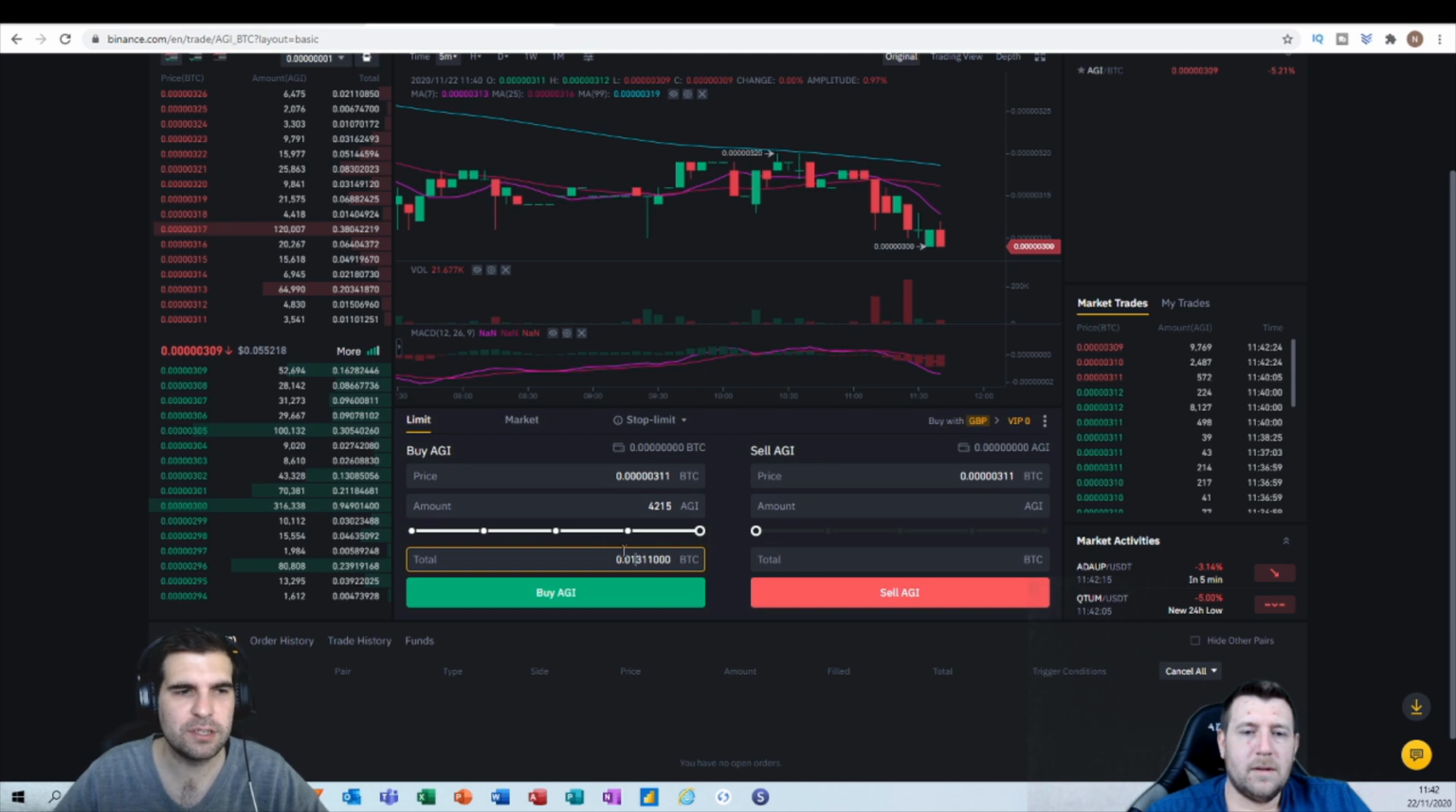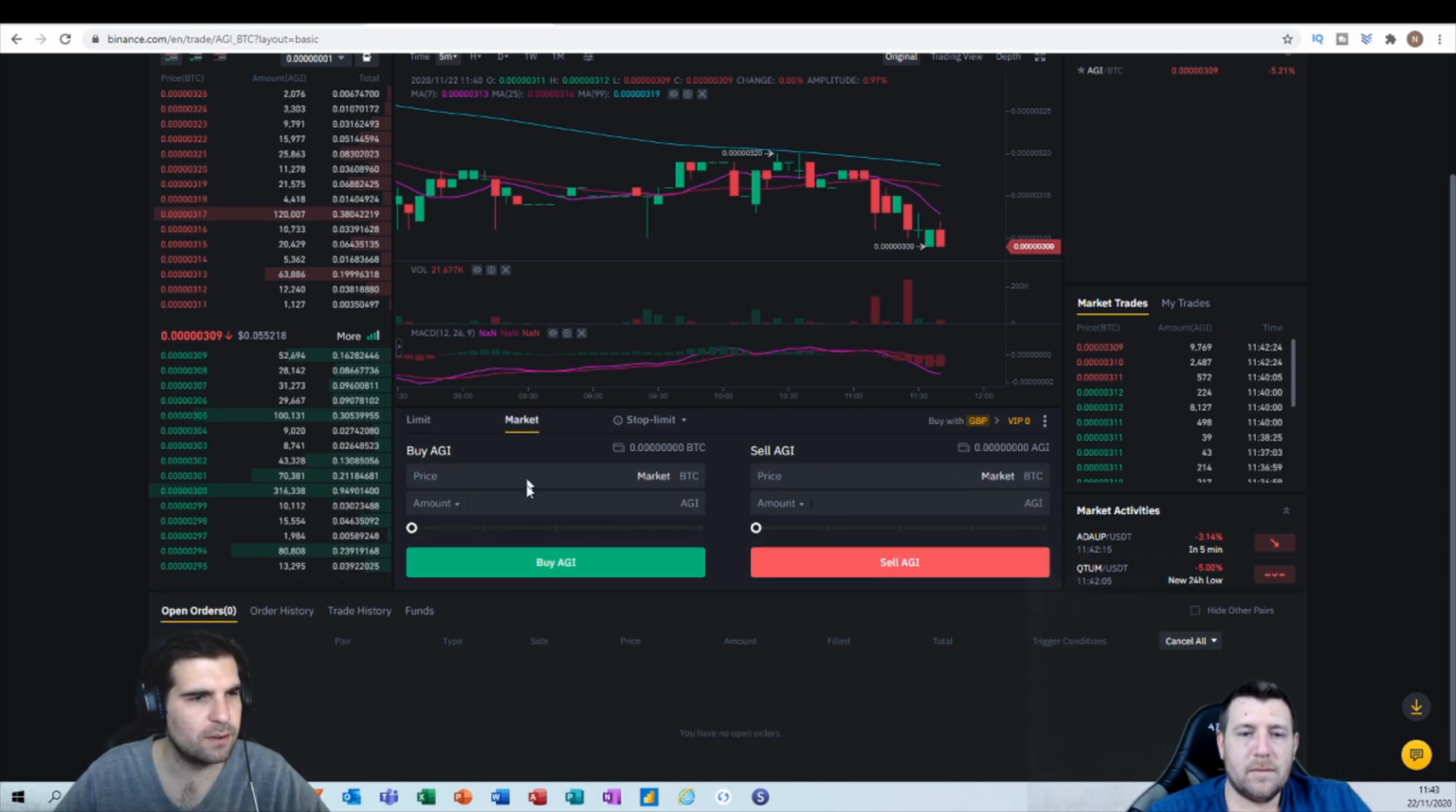So if you wanted to buy a very specific dollar value of Bitcoin and then convert that Bitcoin exactly into something like AGI, then you'd go ahead and change that number just there. And that will adjust the amount of AGI that you're buying. With that done, you just click on buy AGI, and that will then process that order through. So it's pretty easy to do.